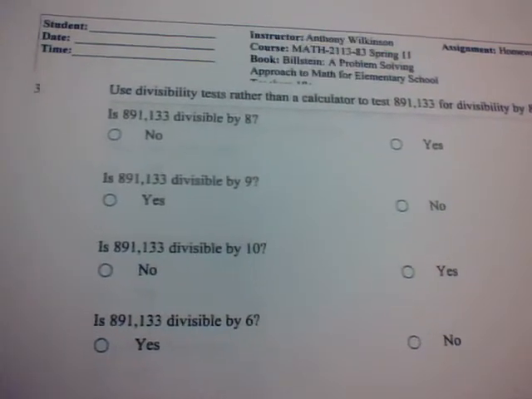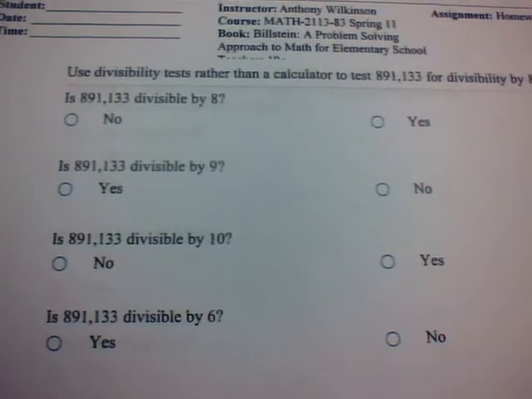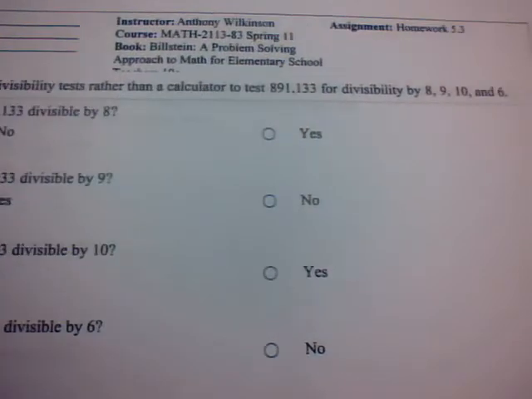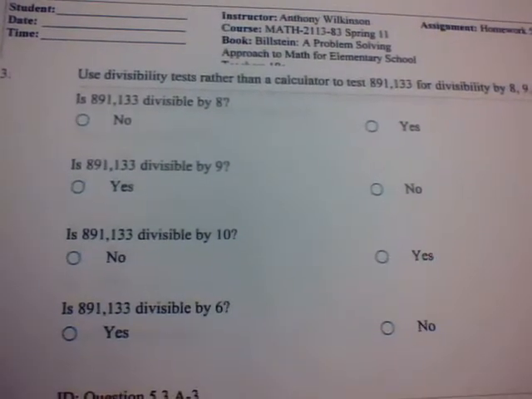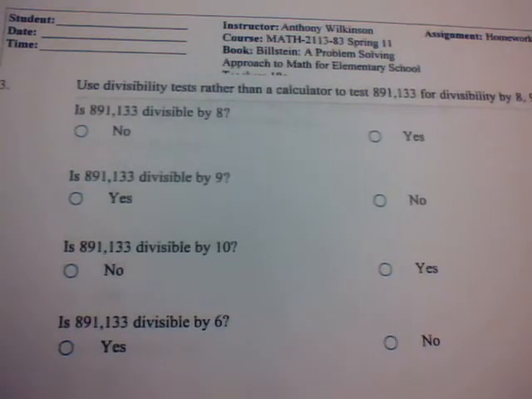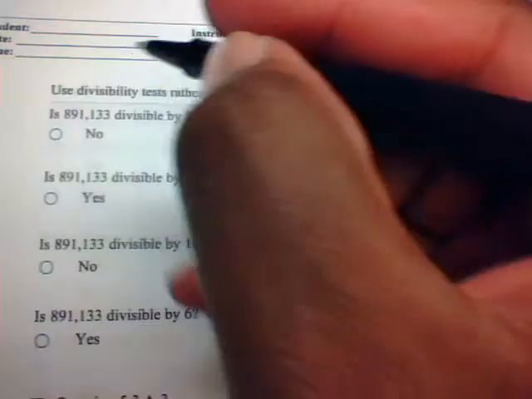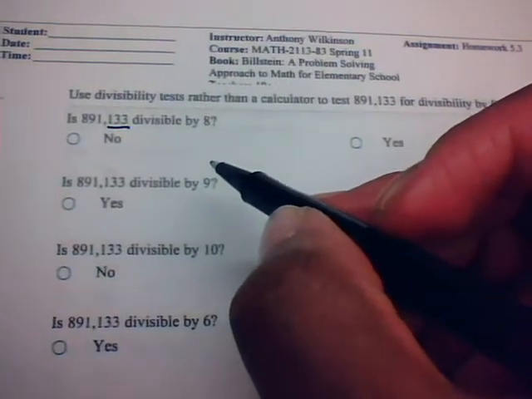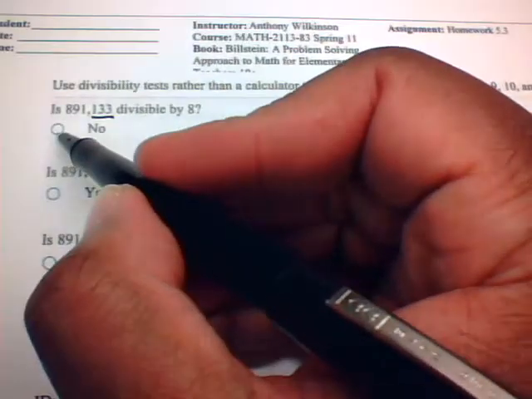All right, take a look at problem number 3. Still dealing with divisibility test. And we want to find out, is 891,133 divisible by 8, 9, 10, and 6? Well, we'll start with the 8. We have to look at the last 3 digits in 891,133, and that's the 133. That must be divisible by 8. And unfortunately, it's not. So here, that answer would be no.